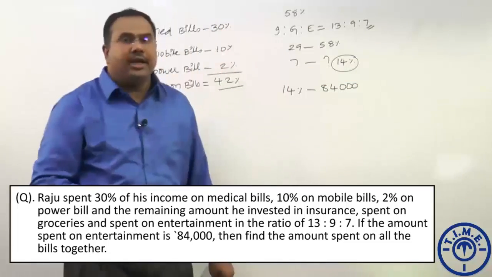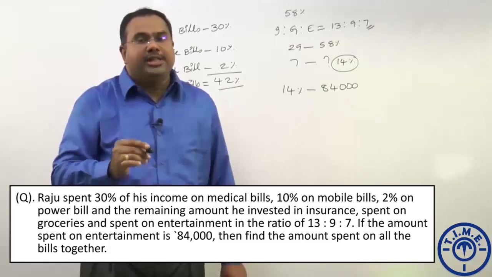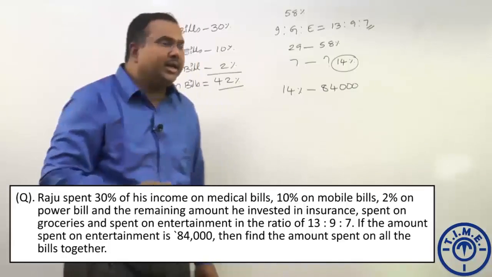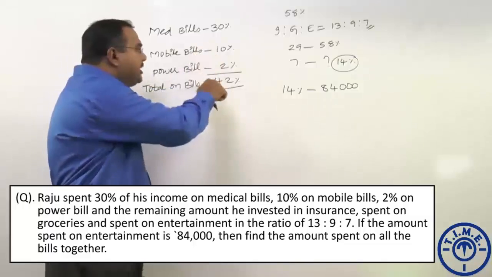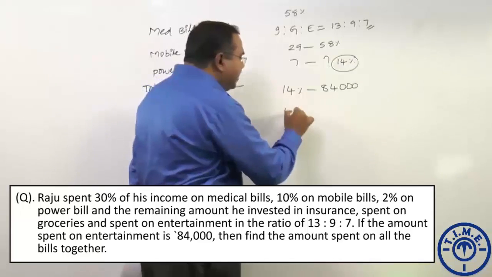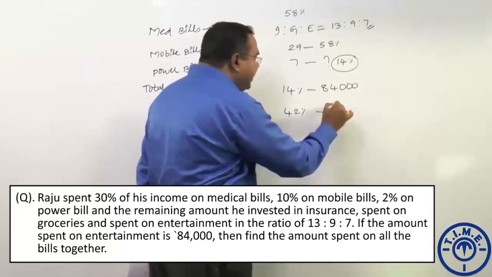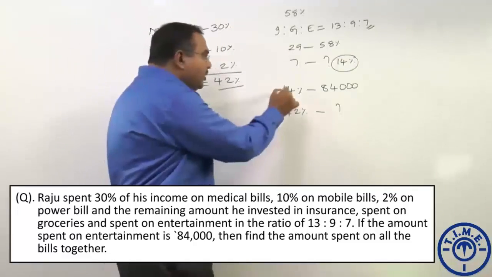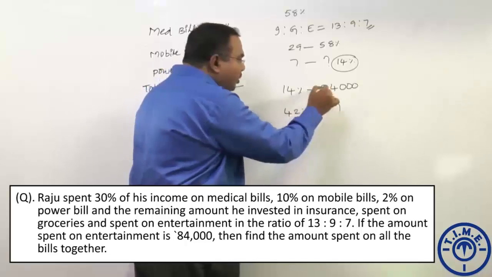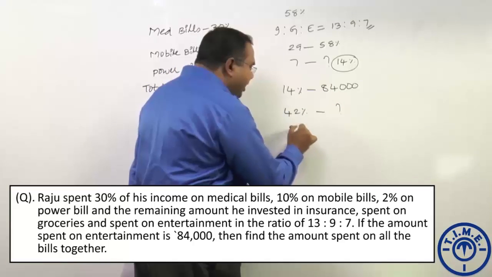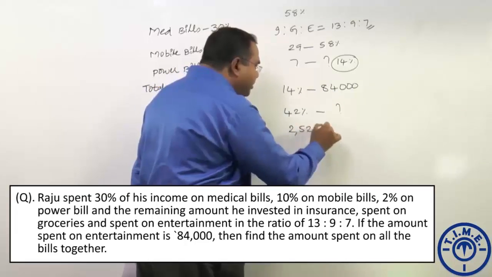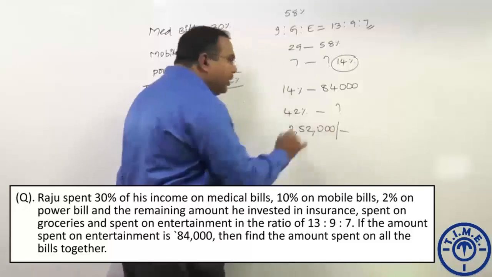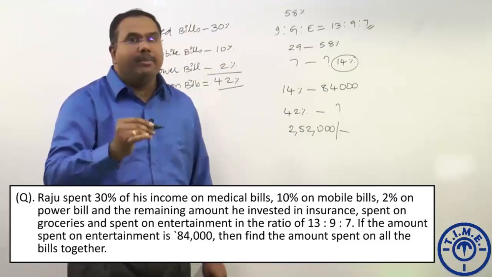Now, what is the question? Find the total amount he is spending on all the bills together. Total amount spent on all the bills together is 42%. So, 42% is how much? Simple calculation, 14 goes 3 times here, 14 3s are 42. So, if you multiply by 3, you will get 2,52,000. This is the total amount he is spending on all the bills together.